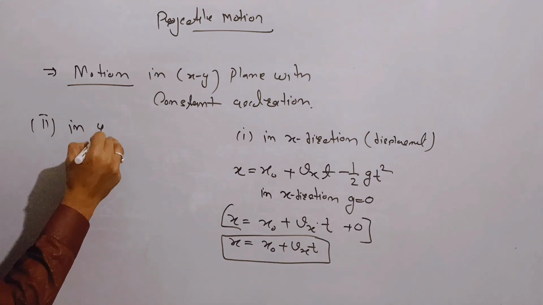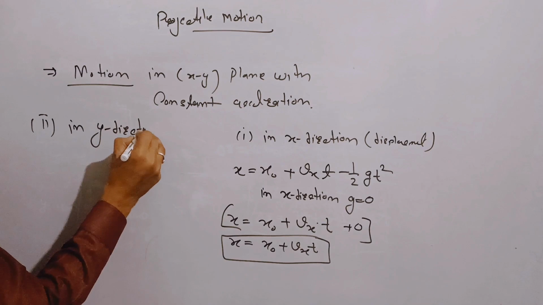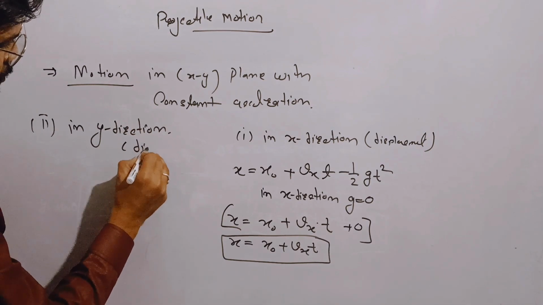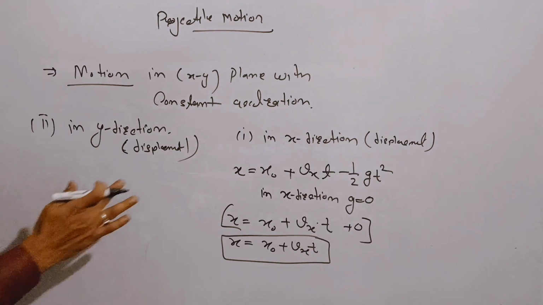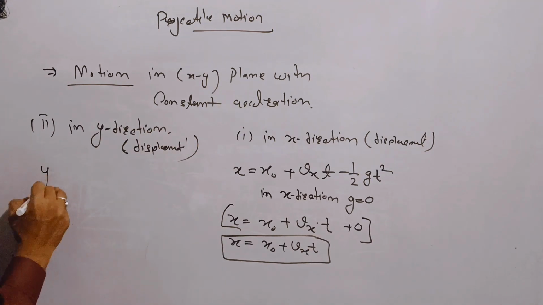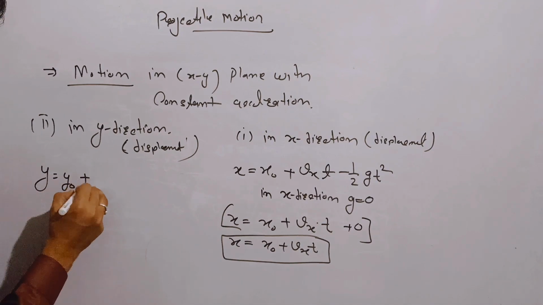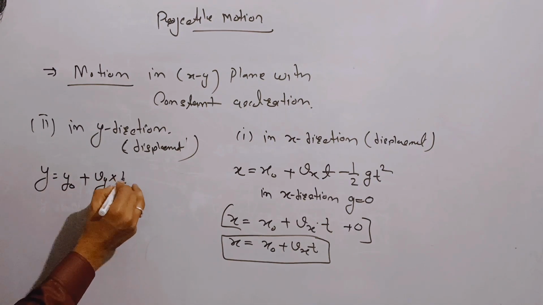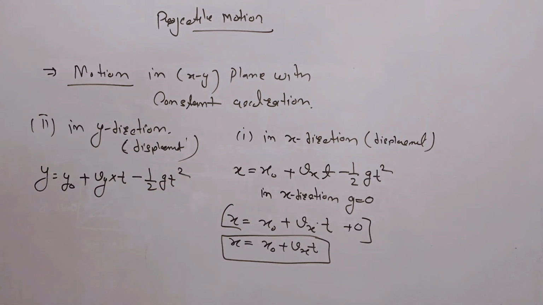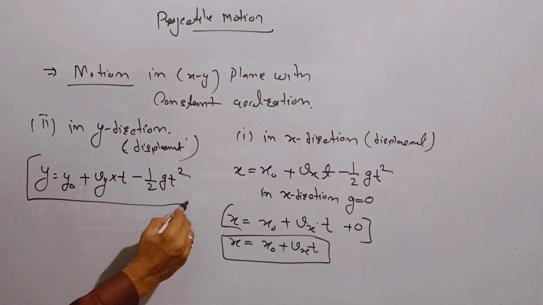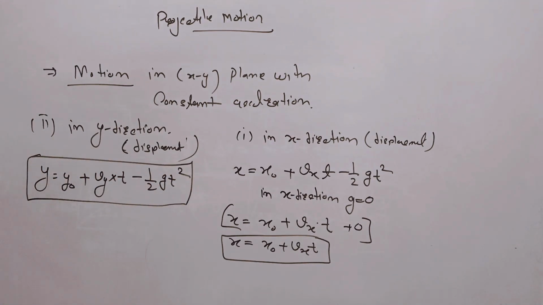Then second is the y direction. Second is the displacement of the object in the y direction. y is equal to y naught plus vy t minus 1 by 2 g t square. So this is the y component of the object traveling in the projectile path.